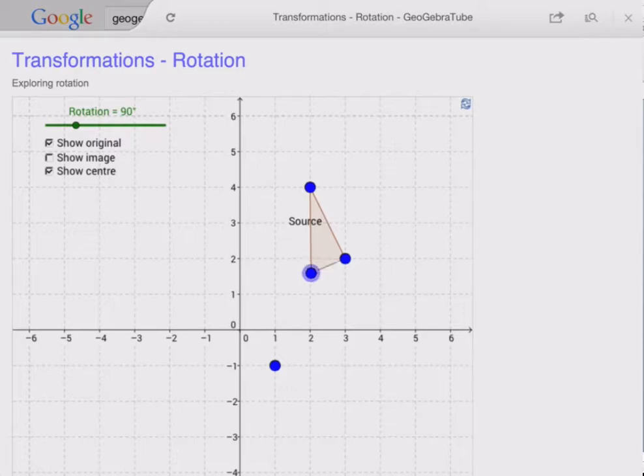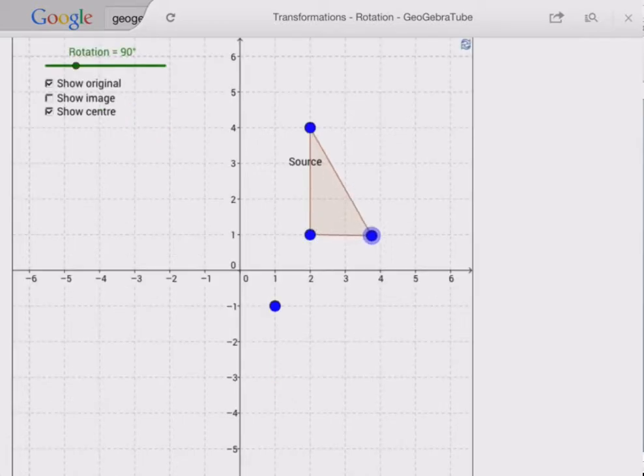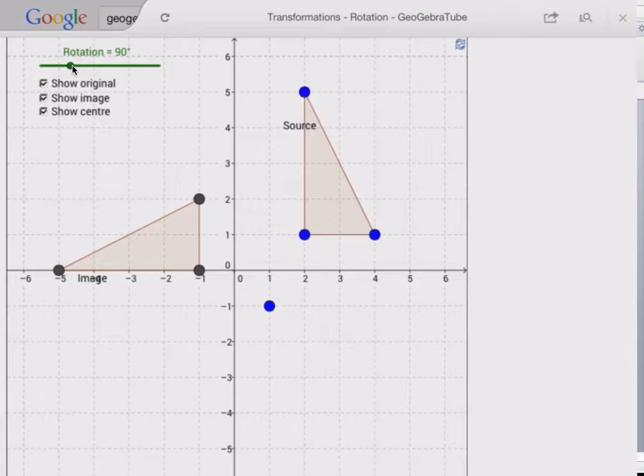This was 1, 2, 1, I think, and 4, 1, and 2, 5. So if you look at this, that's what they want, and you need to put this here, click show image, and pull this to 0 there, put this at center 0, 0.